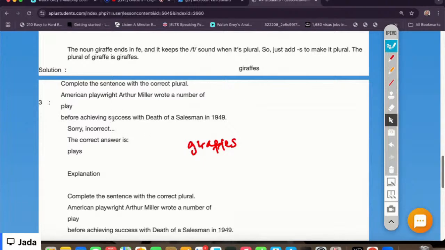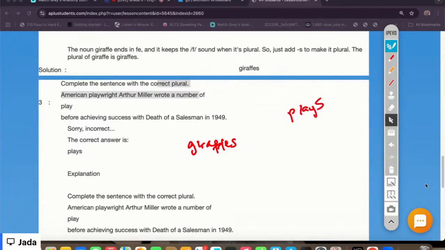All right, so American playwright Arthur Miller wrote a number of plays before achieving success with Death of a Salesman in 1949. So you have to correct the plural here, and it's the word play. So play will be what? In plural, you just need to add S.